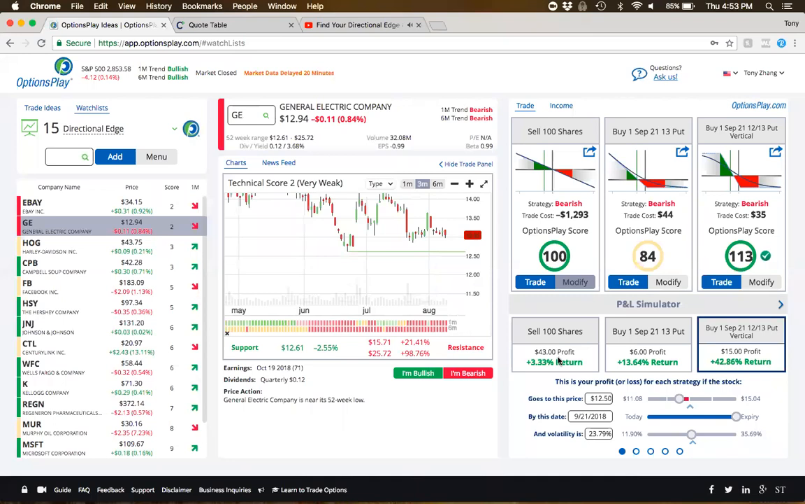Here, if you shorted the stock, you make about a 3% return. If you bought this put, you make a 13% return. If you bought this vertical, you make a 42% return. Very interesting way to compare strategies side by side. And this really allows you to play around with how far you think the stock's going to go. It also even gives you an idea as far as when one strategy starts to outperform the other.